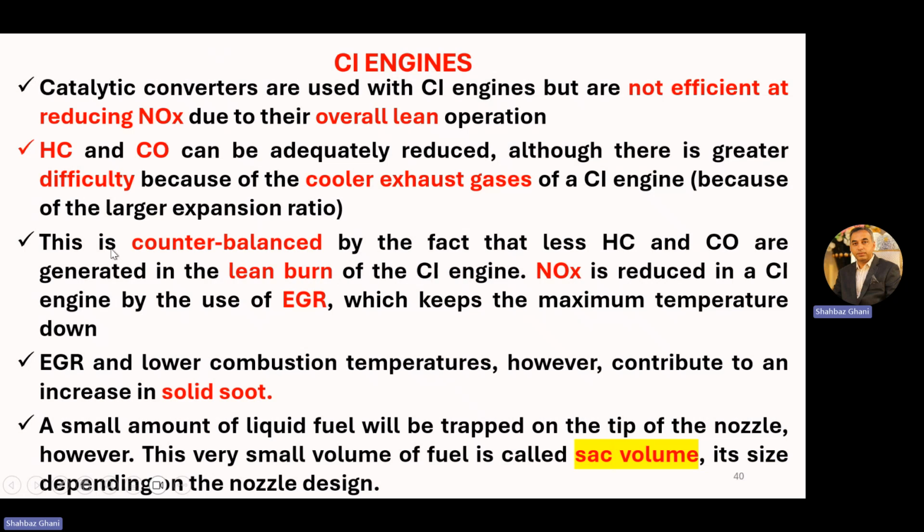So the plus point is this: we get very little hydrocarbon and carbon monoxide in the exhaust emission because of the lean burn in a CI engine. NOx is reduced in a CI engine by the use of EGR. So in a CI engine, we use exhaust gas recycle to reduce NOx, which keeps the maximum temperature down.